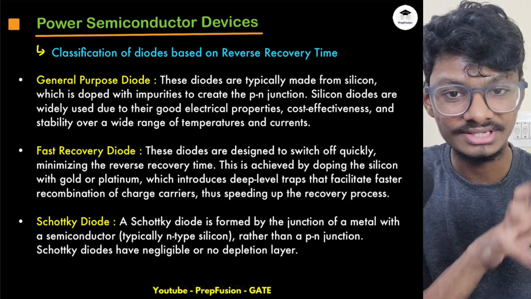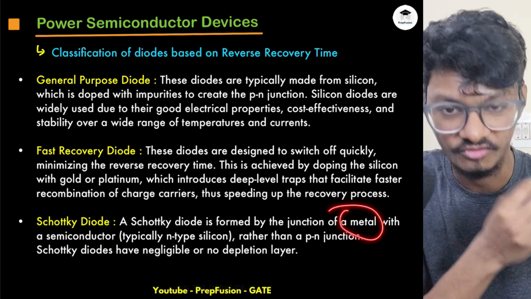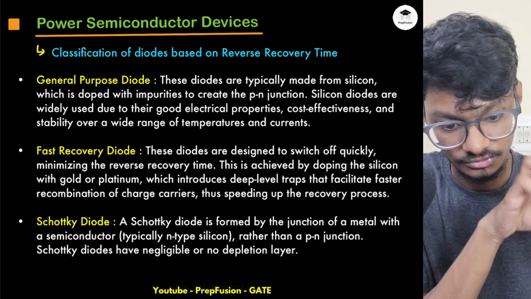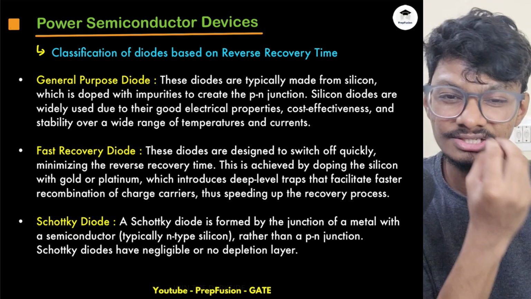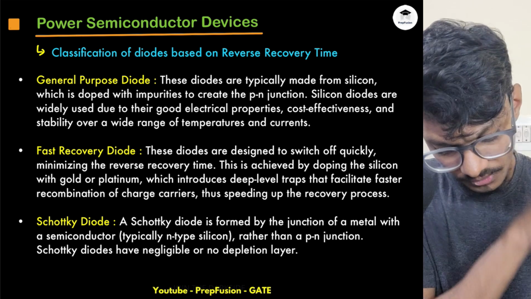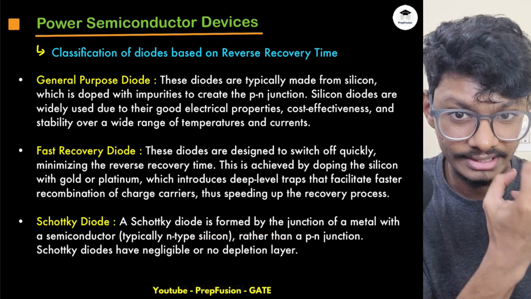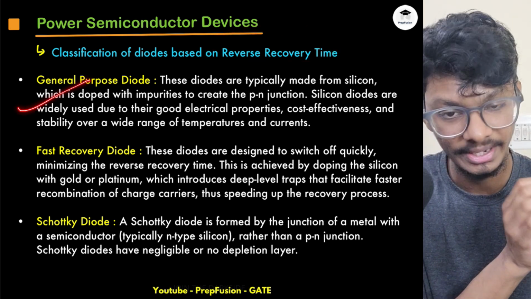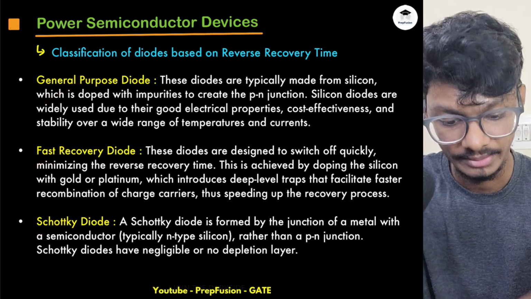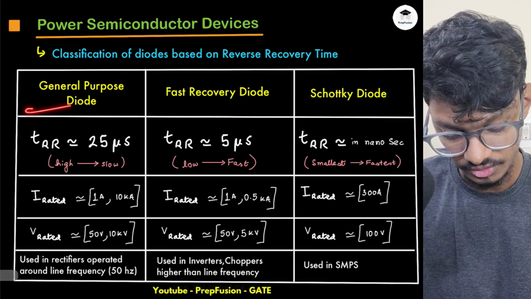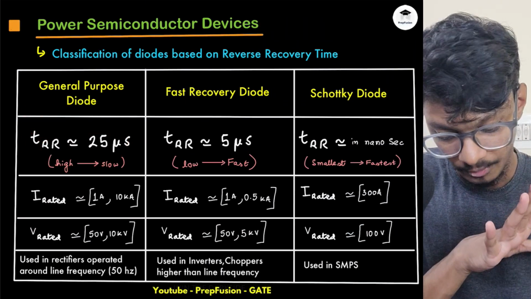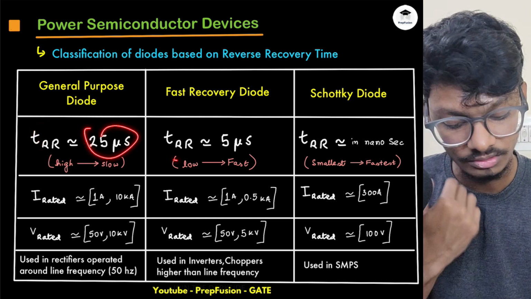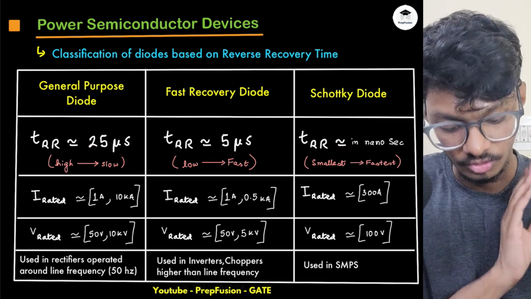So the Schottky diode basically doesn't have any depletion region because this is totally made of metal. The depletion width is very low, so the time to recombine the charges is also very low. Okay, so there is no depletion region, hence it can turn off very fast. So there will be very low reverse recovery time. This will take the maximum, this will take the medium, and this will take the minimum. There is the comparison of these diodes. You can study approximately the order of reverse recovery: for the general purpose diode or power diode it is 25 micro, this is 5 micro, and this is in the order of nanoseconds.